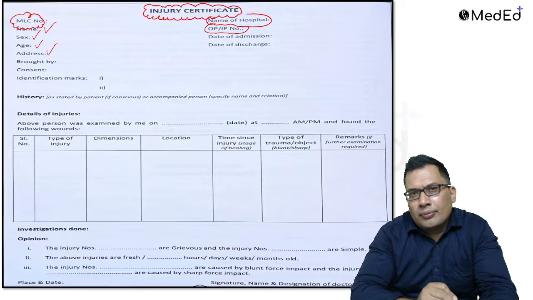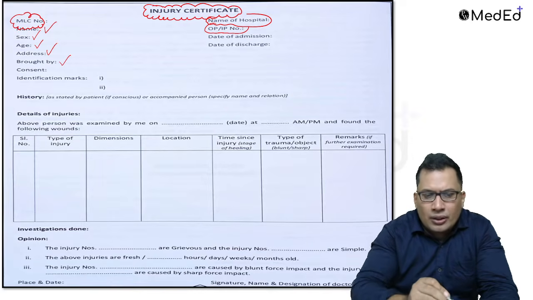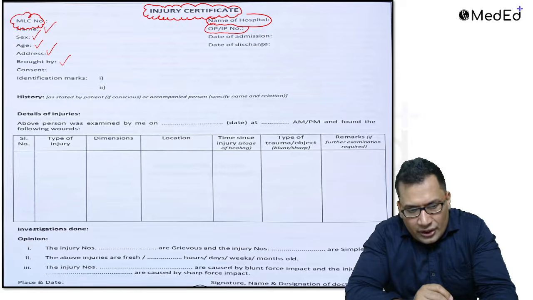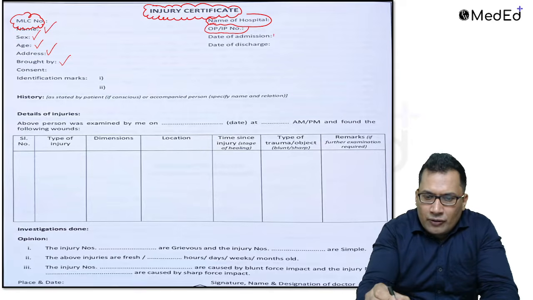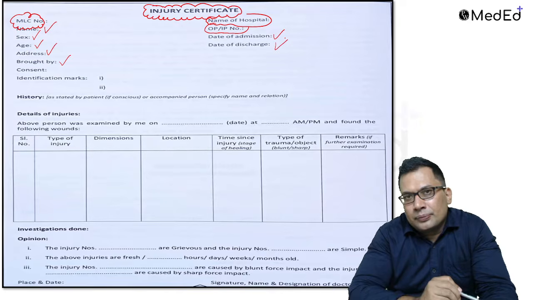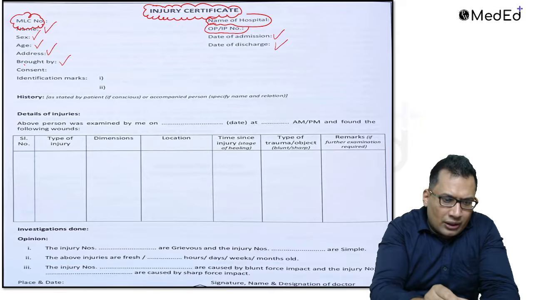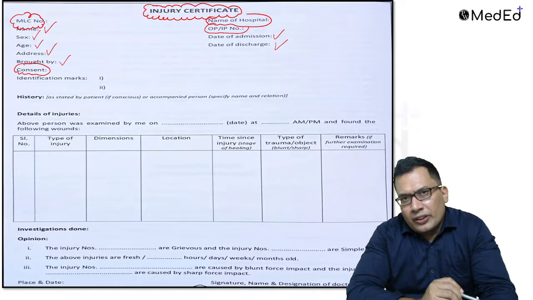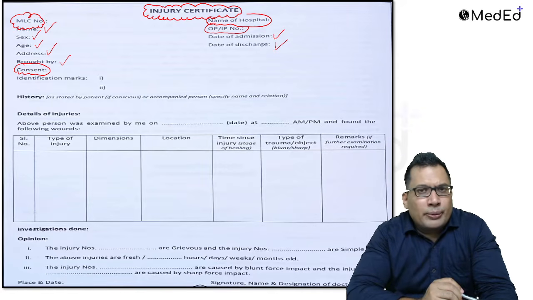address, brought by, relative or attendant or police constable, date of admission, date of discharge. Consent, the very important component of the injury certificate, should be a written consent.